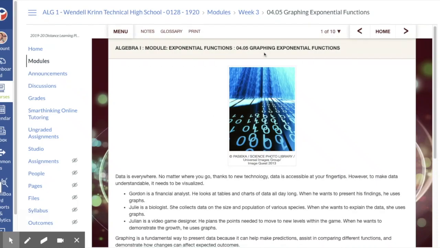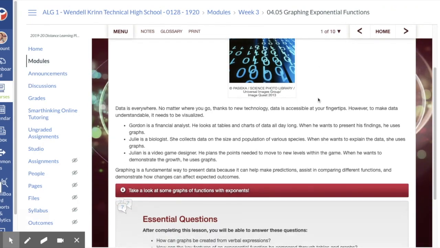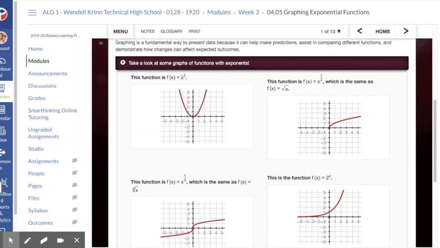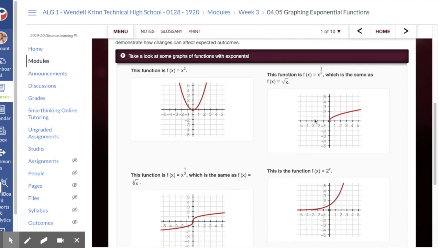4.05. So talking about graphing exponential functions, which we actually did in class together a while ago. As you can see here, we have x squared, that is our parabola, our quadratic function. We have a square root function, which is kind of like a sideways parabola, but cut off because you cannot have any negative square roots.